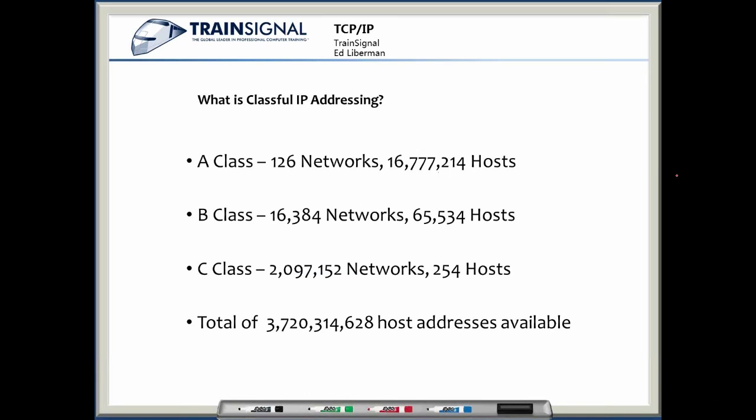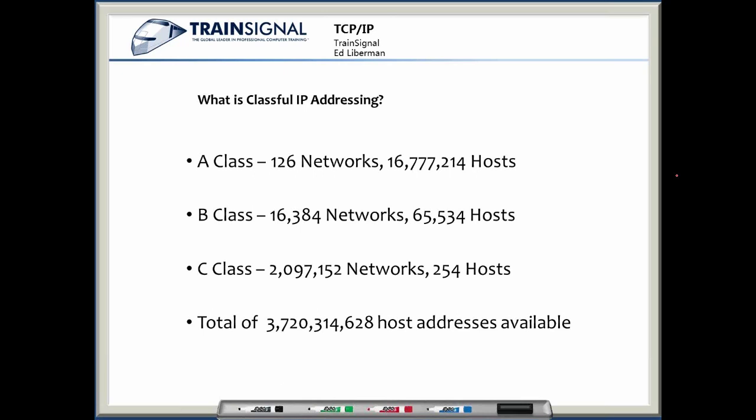In a Class B environment, there were 16,384 of these, and each one could have 65,534 hosts. In Class C, there were a little more than 2 million of them, but each one could only have 254 hosts.